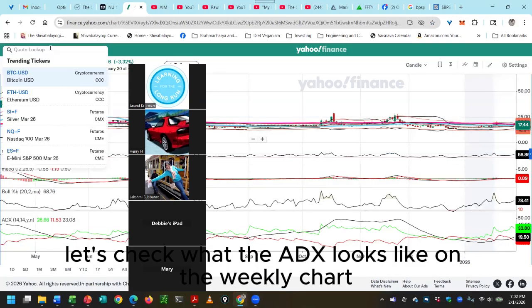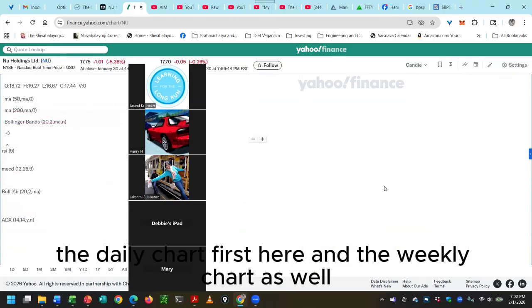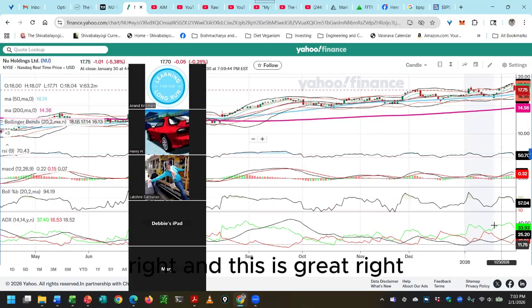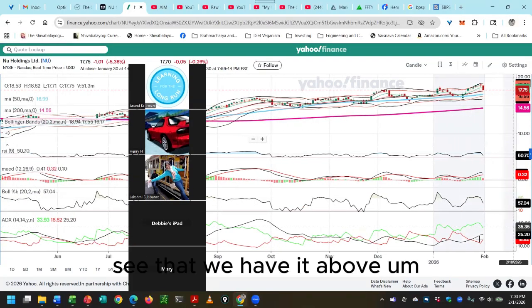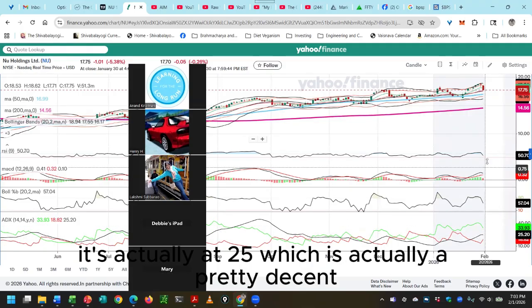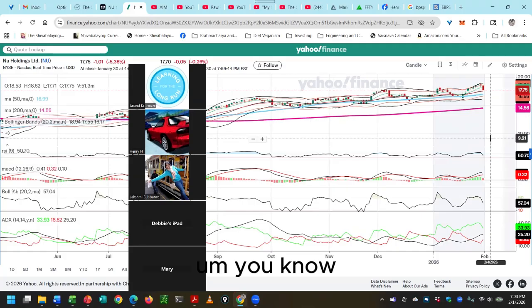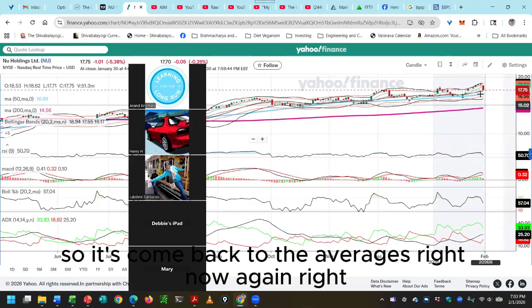Let's check what the ADX looks like on the daily chart first here, and the weekly chart as well. And this is great, right? You can actually see that we have it above 20 here. It's actually at 25, which is a pretty decent up-moving company, right?